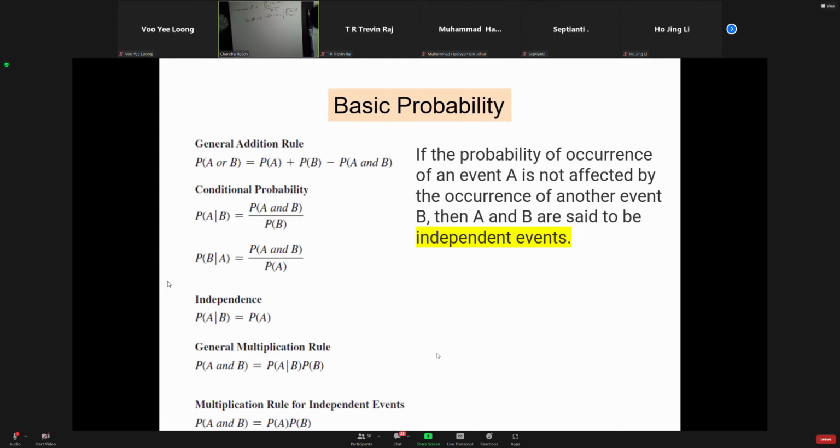Okay, so if you see here, the formula is probability of A or B. So probability of A or B is probability of A plus probability of B minus probability of A and B. So we need to subtract this probability of A and B from the calculation.